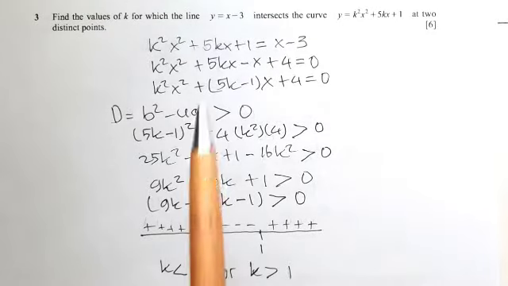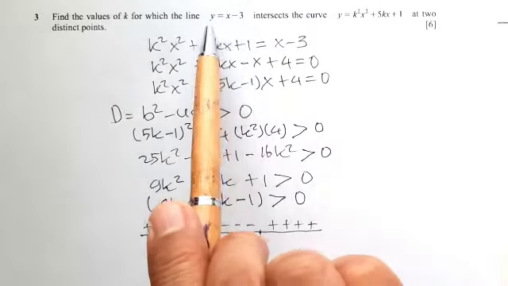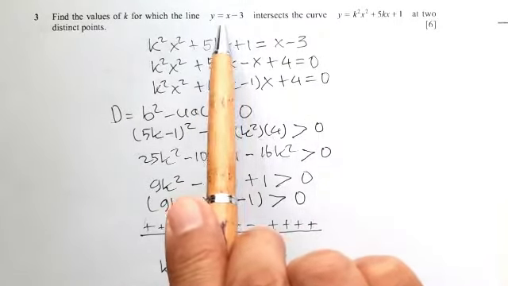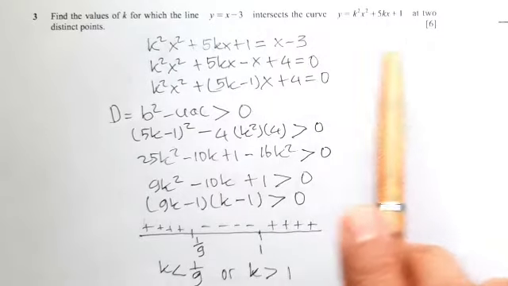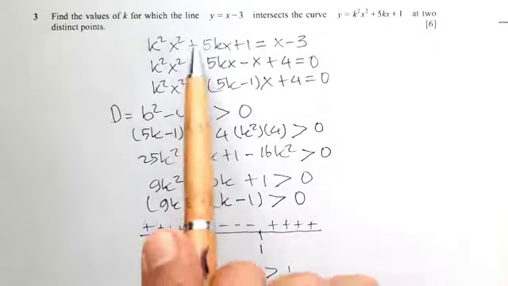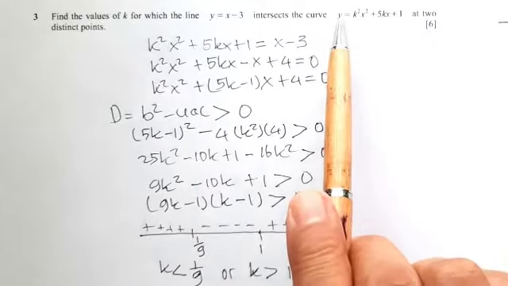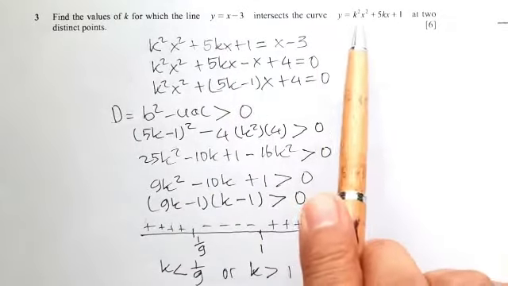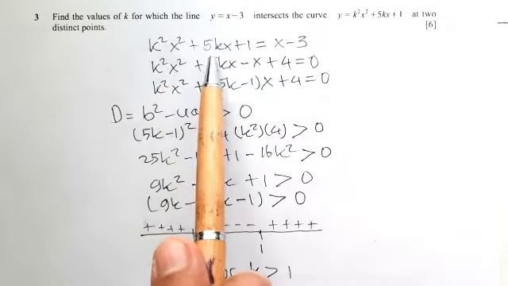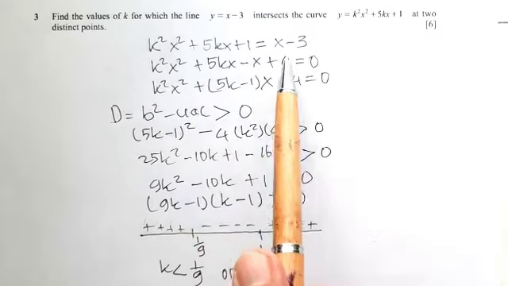Thus, we solve this equation, that is the equation of the straight line, and this equation of the curve simultaneously. Thus, y equals y, thus this y equals this y, thus k squared x squared plus 5kx plus 1 equals x minus 3.